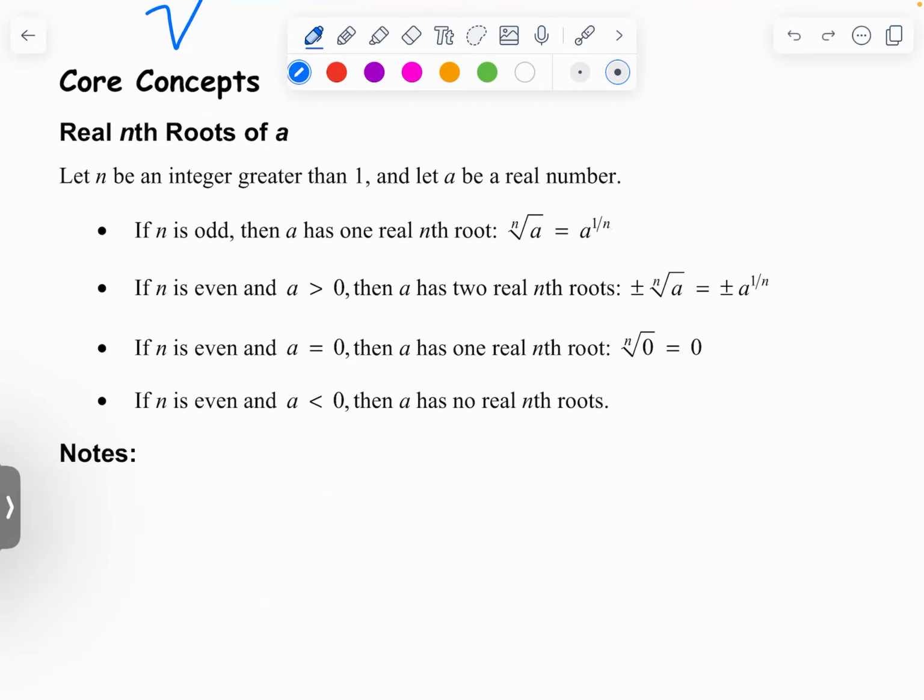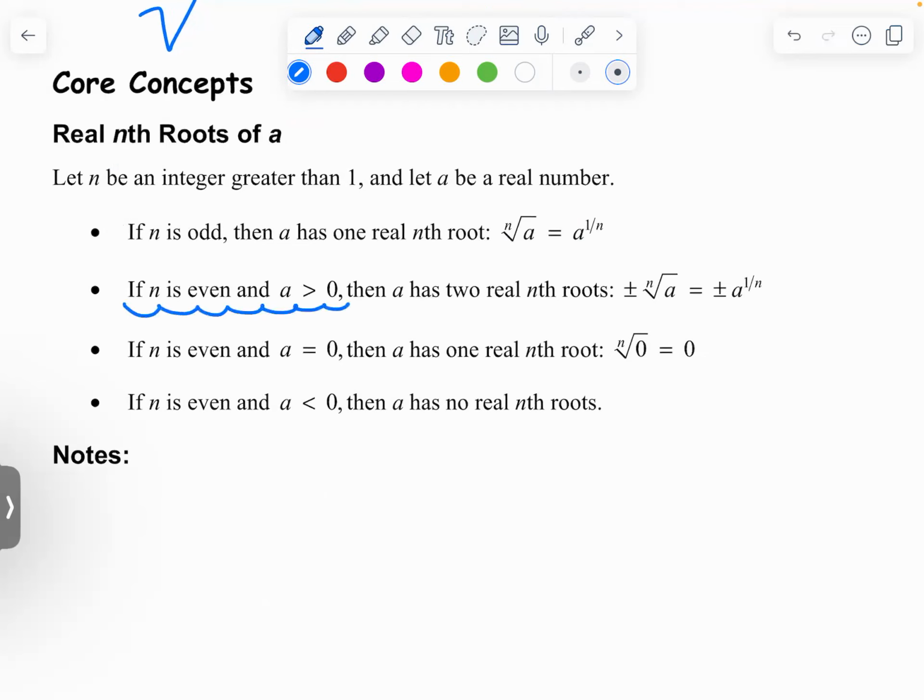Now, this is weird. If n is even, then we're going to have 2 roots, a positive and a negative. Let's talk about why. What's negative 2 squared? 4. What's 2 squared? 4. So there are 2 different numbers I can square to get 4. You see what I mean?